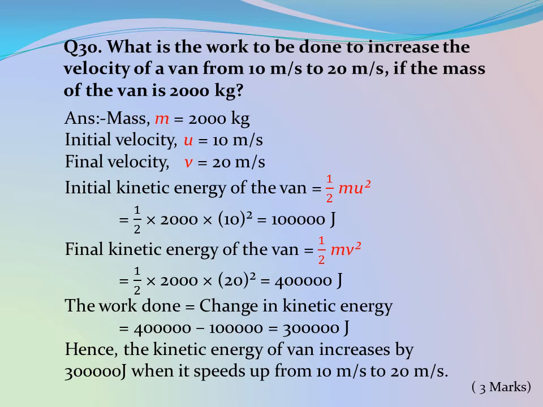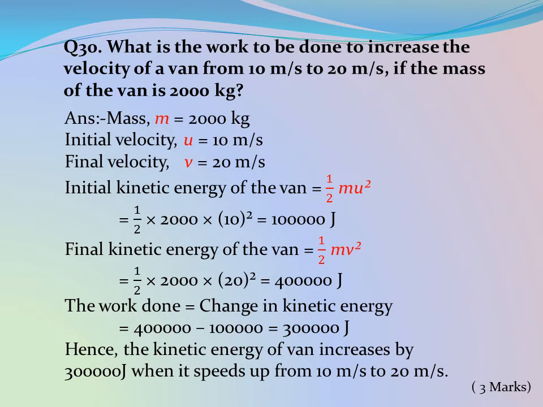Question number 30. What is the work to be done to increase the velocity of a van from 10 meter per second to 20 meter per second if the mass of the car is 2000 kilogram? Answer: mass m equals 2000 kilogram. Initial velocity u equals 10 meter per second. Final velocity v equals 20 meter per second.